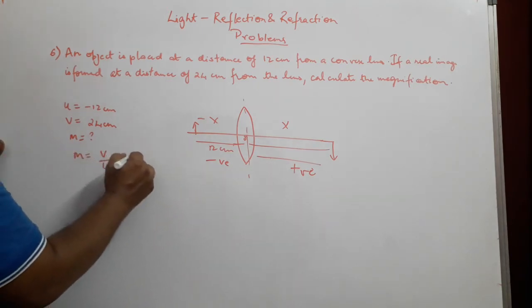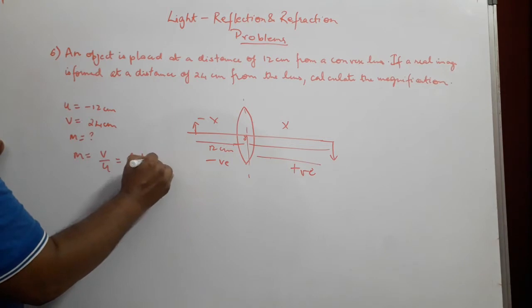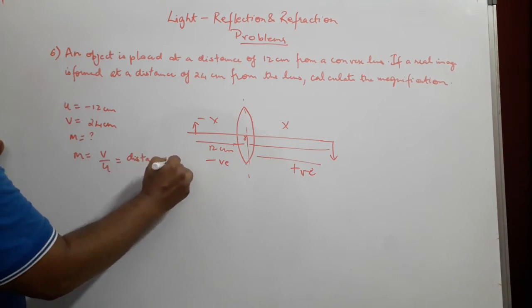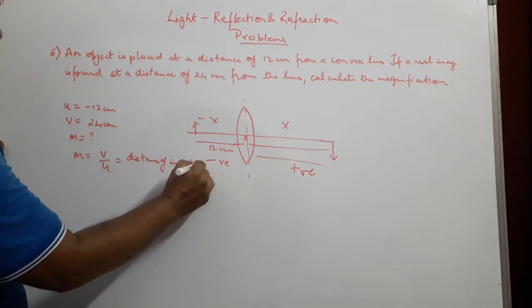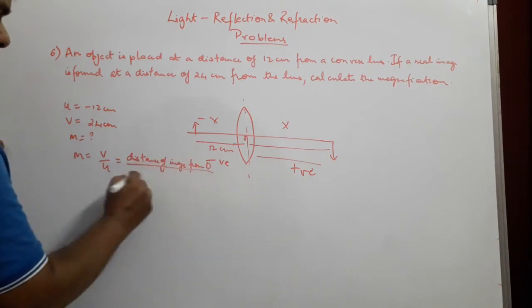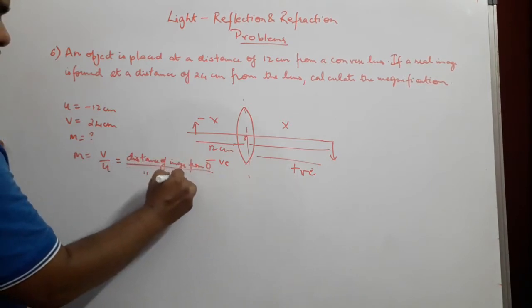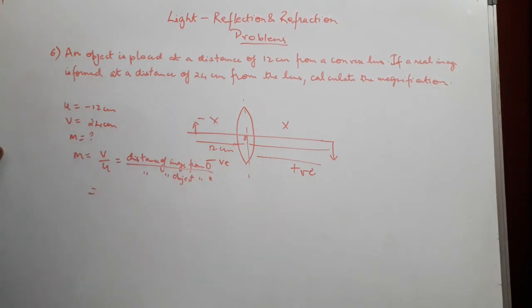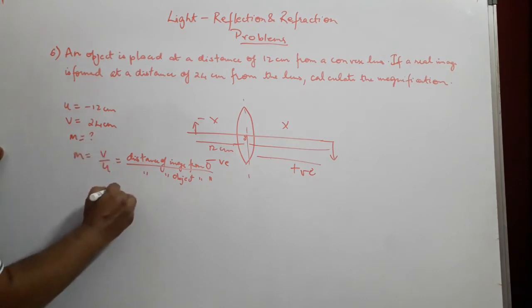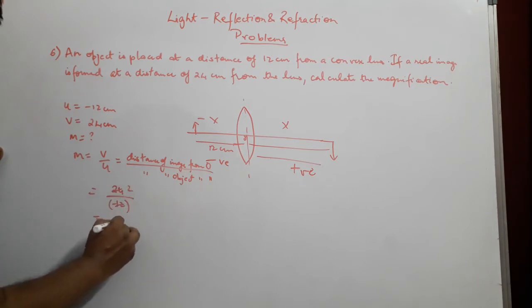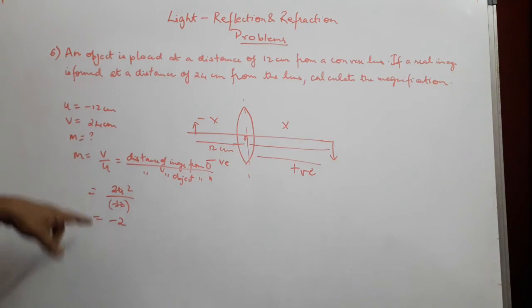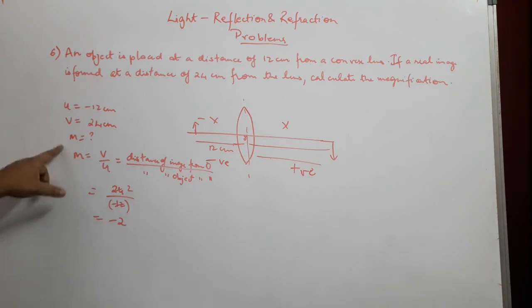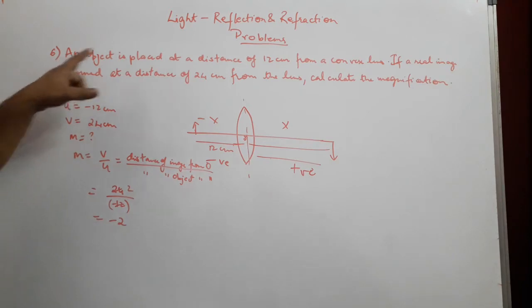So this is nothing but the distance of the image from O, that is the optical center, and this would be the distance of the object from O. If we calculate, v is 24 upon minus 12. So 12 on the 12, 12 to the 24, which means we get minus 2. That would be the magnification of this particular object.